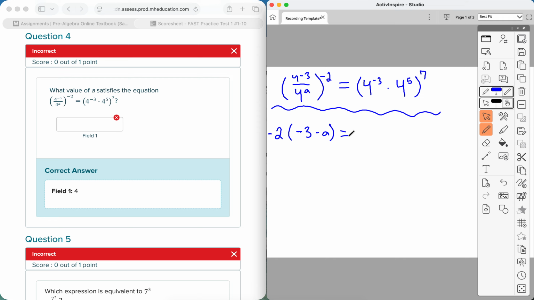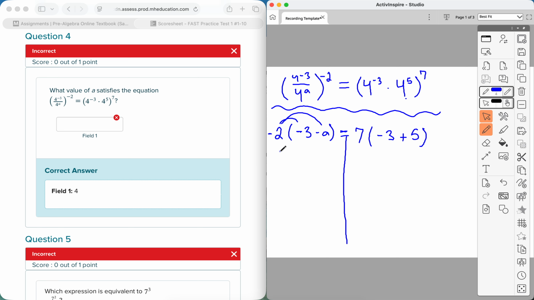And on the right side of the equation, we have two like bases multiplying, so we would add the exponents. So that is -3 plus 5. And then again, we have the exponent outside the parentheses that's going to multiply. So it's distributing. So we'll put the 7 right there. And now we can solve this like a normal two-step equation.